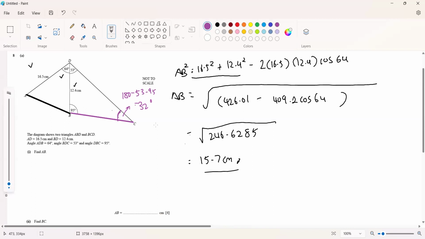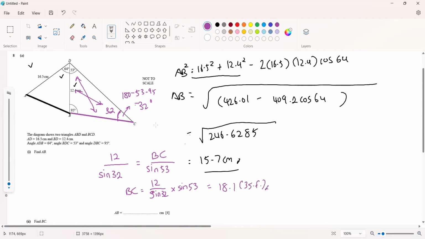And then from there, we can use our sine rule to solve. So this is 32. Now, in our sine rule, these are pairs and these are pairs. So we can say that 12 over sine 32 equals BC over sine 53. And all we need to do is multiply sine 53 on the other side of the equation. So 12 over sine 32 multiplied by sine 53 will be equal to 18.1, correct to three significant figures. And that is settled.